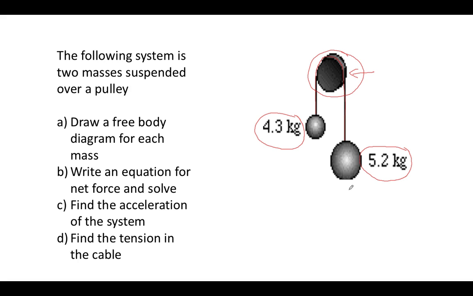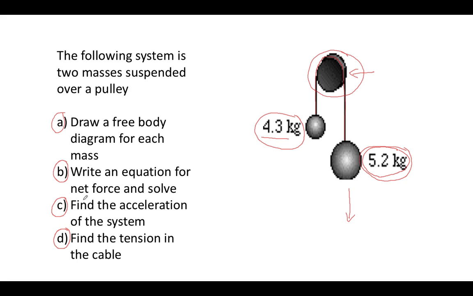And so this system is going to move downwards because the 5.2 kilogram mass is heavier than the 4.3 kilogram mass. So the 4.3 kilogram mass is going to move up and the 5.2 kilogram mass is going to move down. So we're going to do a few things here. We're going to draw a free body diagram for each mass. Then we're going to write an equation for net force and solve. And then we're going to solve for the acceleration of the system. And then we're going to find the tension in the cable.